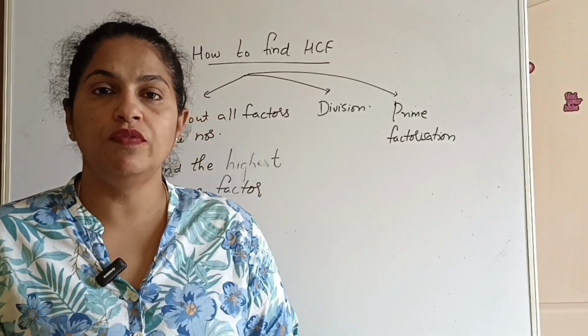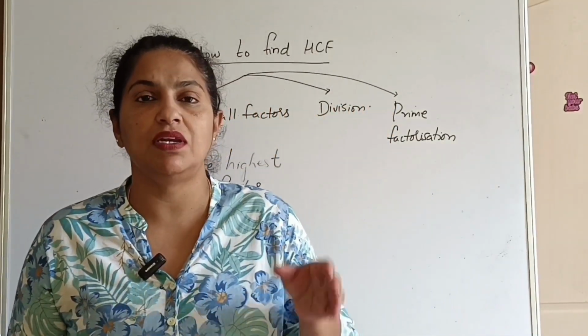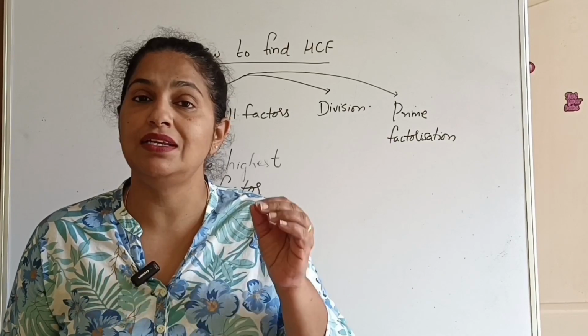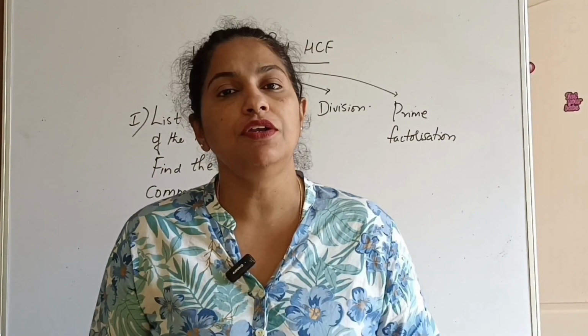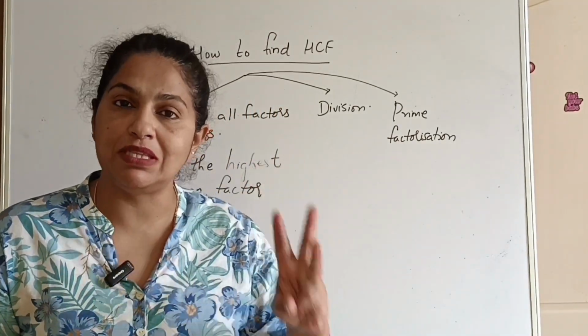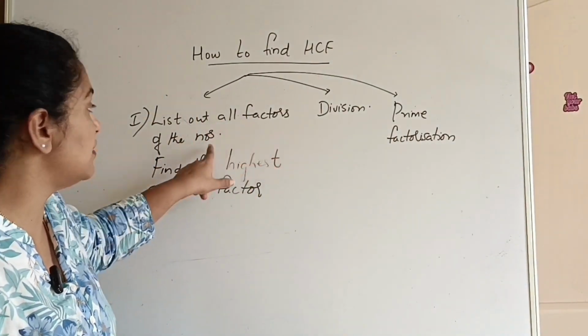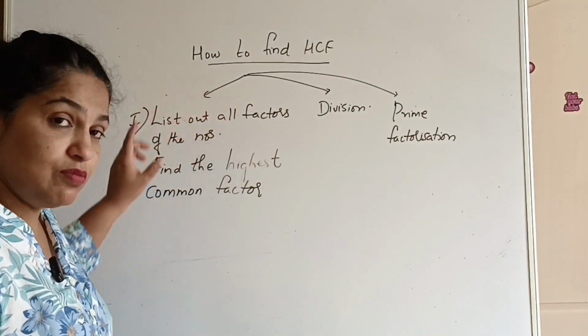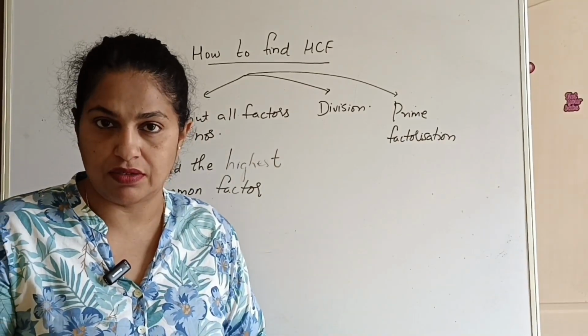Now, before moving on to the various types of sums regarding HCF and LCM, let us first learn how to find HCF and LCM of a given set of numbers. So, in order to find HCF, there will be three basic methods. The first one: you list out all the factors of the numbers. From those factors, you find out which is the highest common factor.